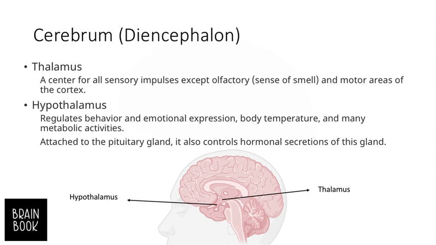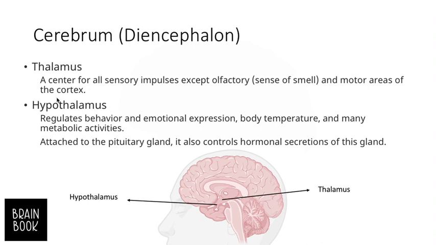Cerebrum has some other parts, including the diencephalon. The diencephalon consists of the thalamus and hypothalamus. Totally, the diencephalon is known as the thalamus. Here we can see that the thalamus is a center for all sensory impulses except olfactory. The olfactory sense is related to the smelling sense and motor areas of the cortex.